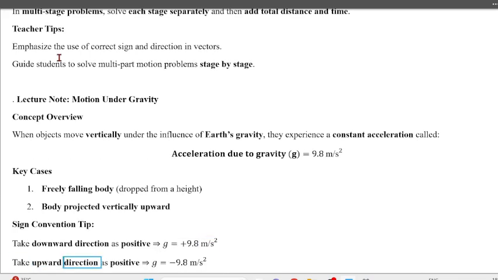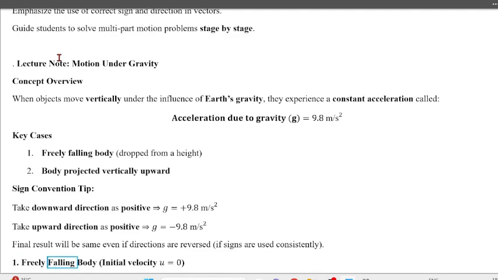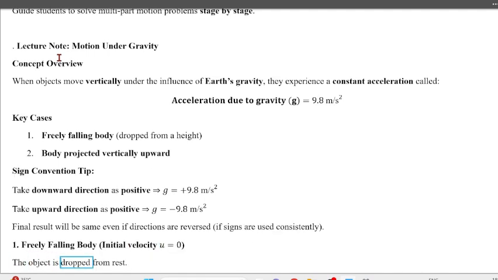Take the upward direction as positive, so g equals minus 9.8 m/s². The final result will be the same even if directions are reversed, as long as signs are used consistently. 1. Freely falling body: initial velocity u equals 0. The object is dropped from rest.